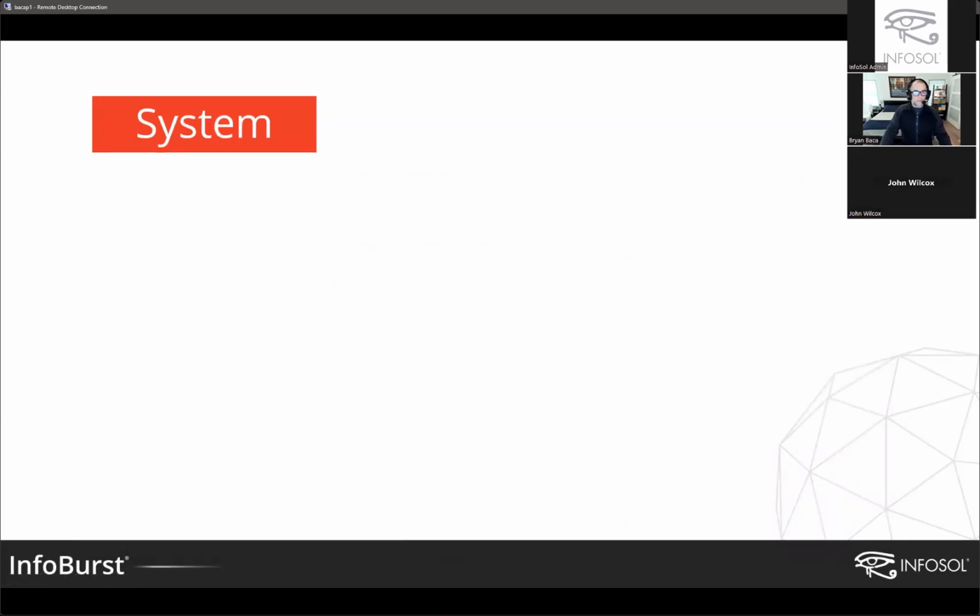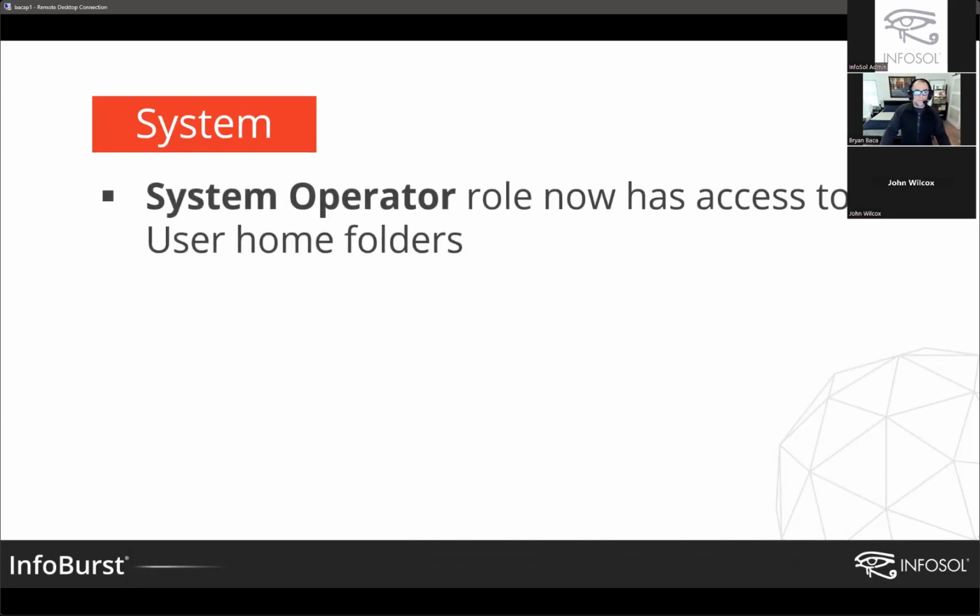All right, let's move on. So this is a series of enhancements kind of at a generic system level that we'll go through. First of all, we've seen more and more users leveraging the system operator role and had requests for system operator to have access to users' home folders, right? Basically a pseudo administrator, the only thing they can't do is actually get to the admin menu and do things. So in 2022.4, the sysop, or the system operator, can now see user folders and can access them.